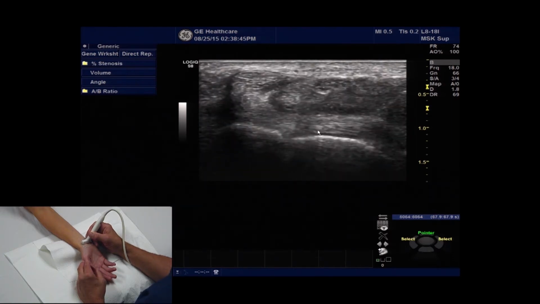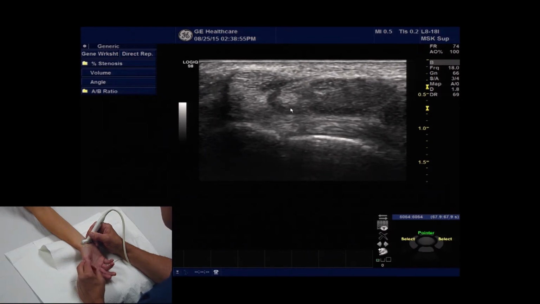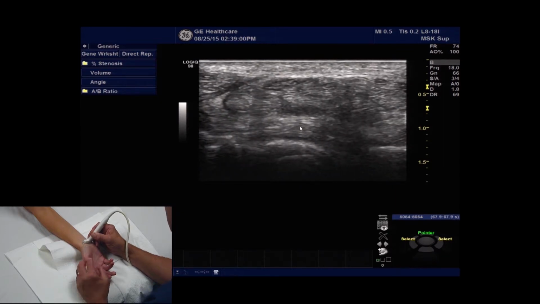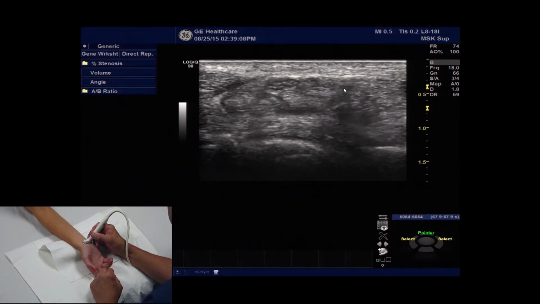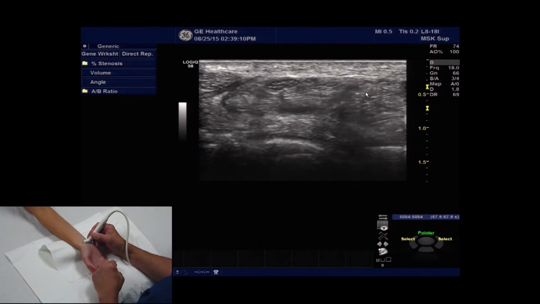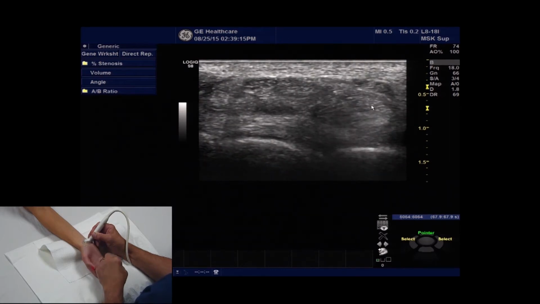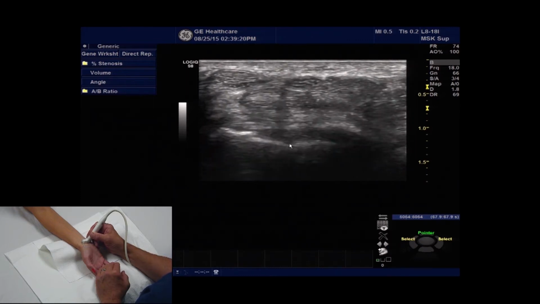Moving slightly to the radial side now, I can flex and extend the thumb, and we can see the flexor pollicis longus tendon in short axis. Moving the transducer slightly towards the ulnar side, we move the individual index finger, middle finger, ring finger, and the little finger. So we've identified each and every one of the flexor tendon groups.